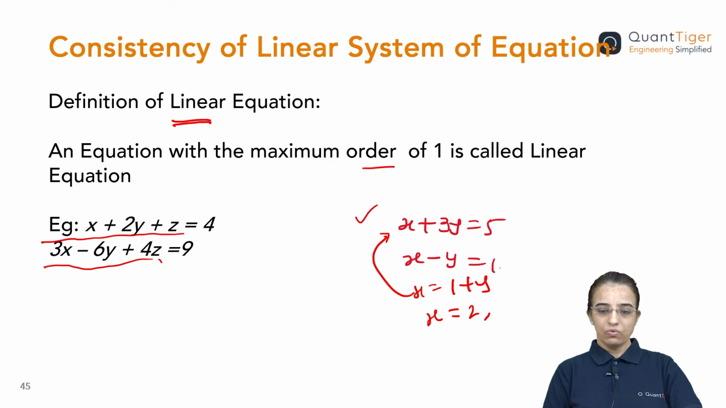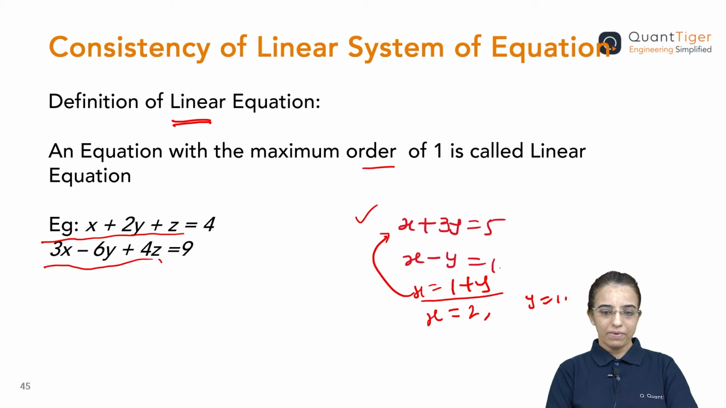If I solve this, I will get the x value and y value. So x is equal to 2, y is equal to 1. If I substitute this in this equation, I will get that. So what we can see is that these are equations where we can find solutions, which means solutions exist. So that's why we can say that these equations are consistent equations.